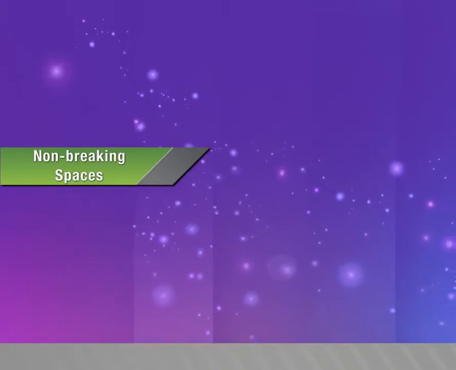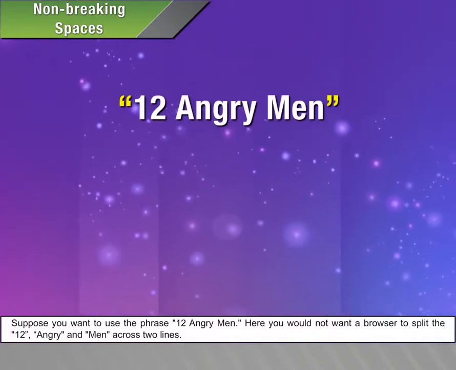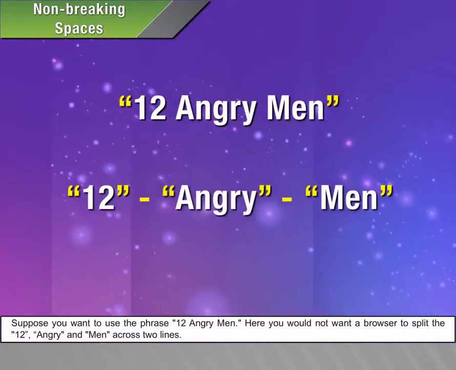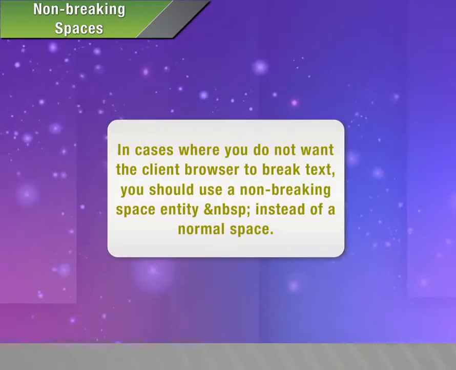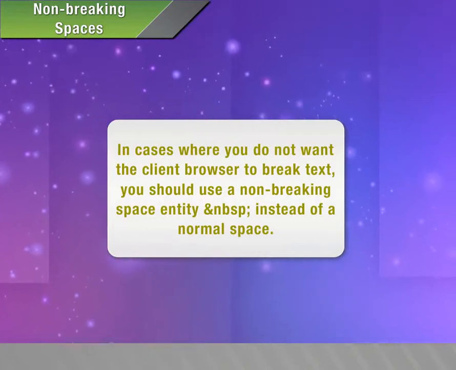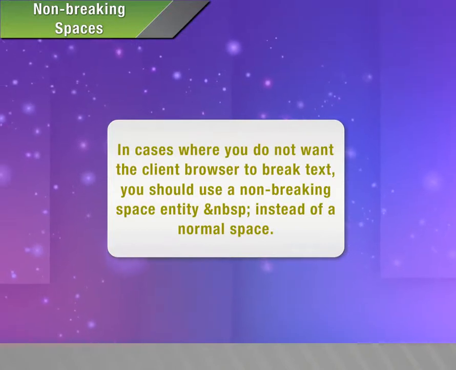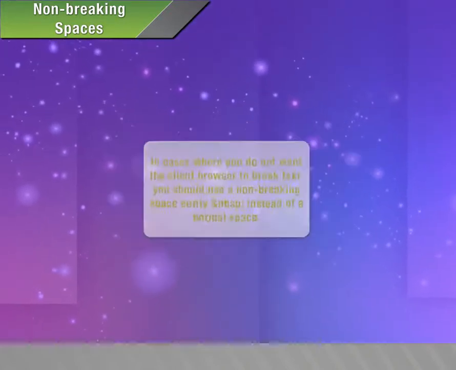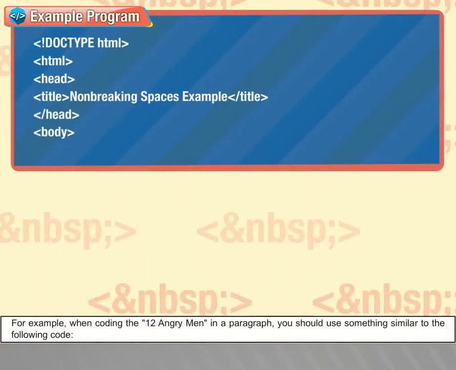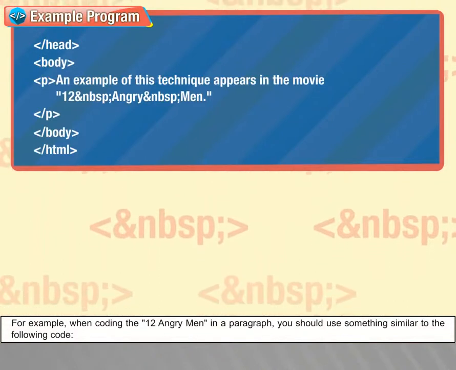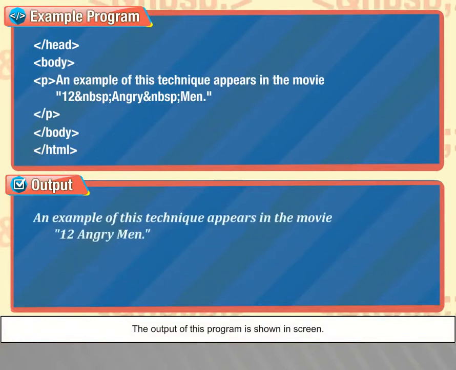Non-breaking spaces. Suppose you want to use the phrase 12 angry men. Here you would not want a browser to split the 12, angry, and men across two lines. In cases where you do not want the client browser to break text, you should use a non-breaking space entity &nbsp; instead of a normal space. For example, when coding the 12 angry men in a paragraph, you should use something similar to the following code. The output of this program is shown in screen.